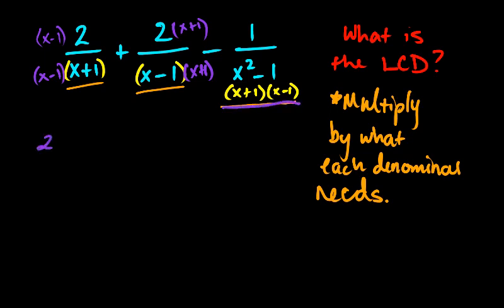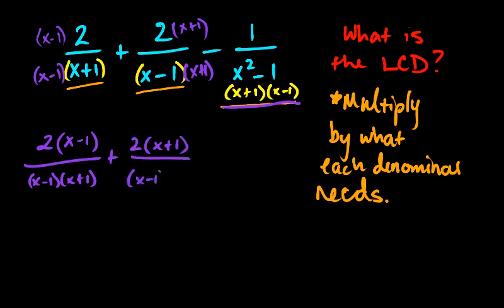So this is what we've got. 2 times x minus 1 over x minus 1, x plus 1, plus 2 times x plus 1 over x minus 1, x plus 1, minus 1 over x plus 1, x minus 1. And I've got the same denominator on the bottom. Remember, order doesn't matter when you multiply, so whether you write x minus 1 or x plus 1 first, as long as they have the same factors on the bottom, you're good. Now to add them together, you have to be able to combine the numerators, but first you might want to distribute.